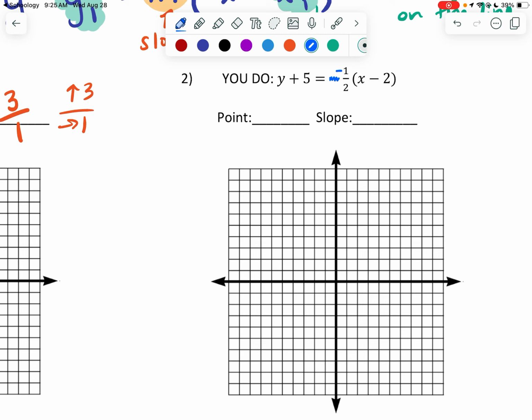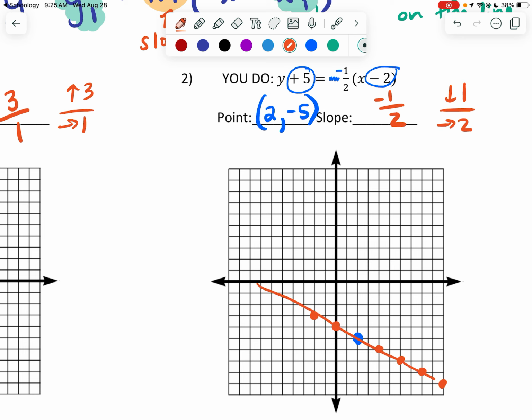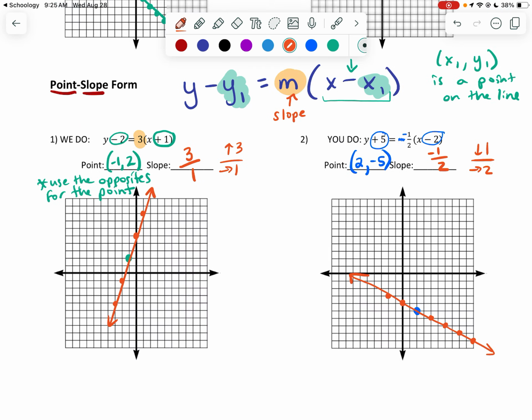All right, so hopefully you used the opposites for your point. So x comes first, so +2, -5. Okay, so I can plot that. That's right 2, down 5. And then the slope is -1/2. So that means down 1, right 2. Down 1, right 2. Fit as many as you can. Go the opposite way. And you got your line. Okay?